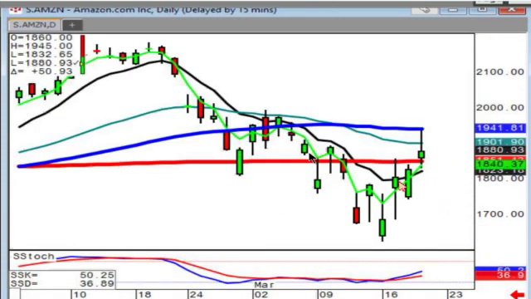Kind of a blue ice failure right in here, where it came up, failed at the 50 and the T-line, and headed back down. In this case, that was your first target. Your second target would have been a bearish J-hook pattern, where wave 1 and wave 3 are going to be approximately the same.